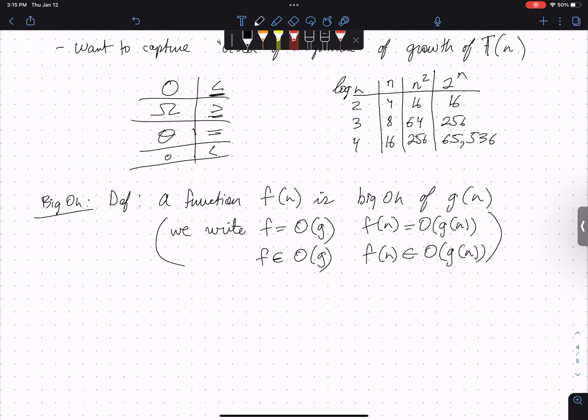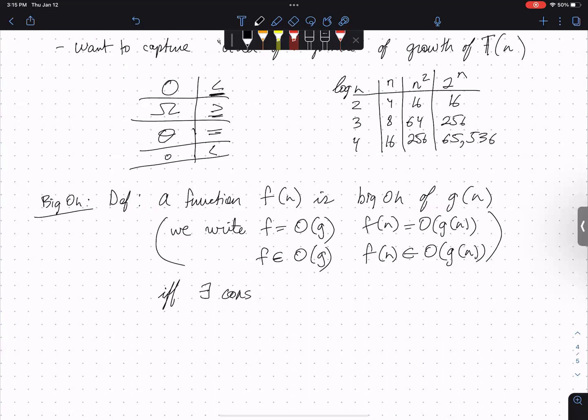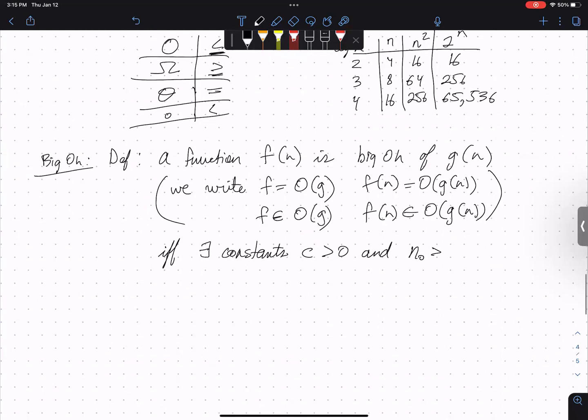So a function f of n is big O of g of n if and only if, to write iff, there exist constants c greater than 0 and n naught greater than 0, such that f of n is less than or equal to c times g of n for all n greater than or equal to n naught. Okay, that's the definition of big O.